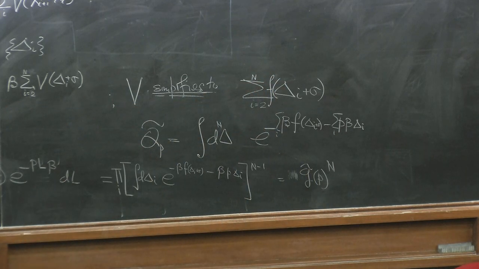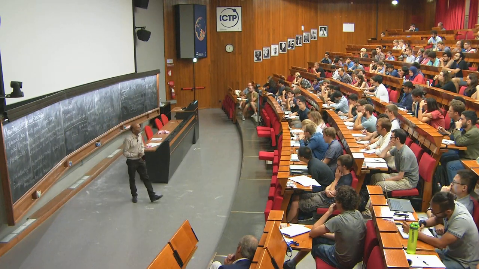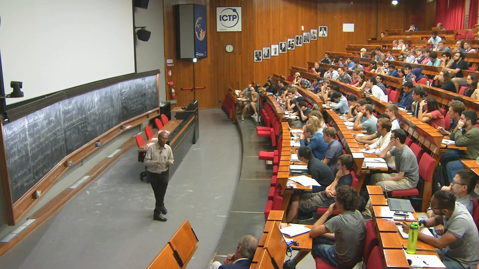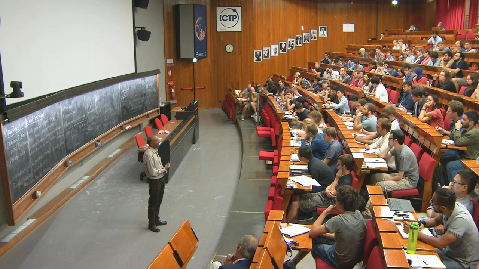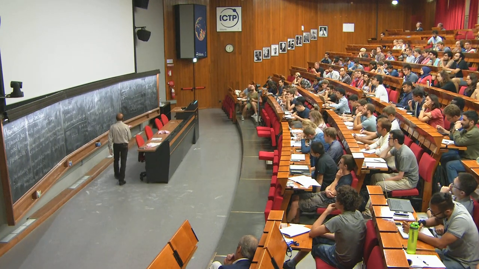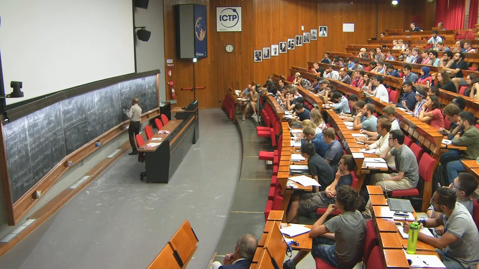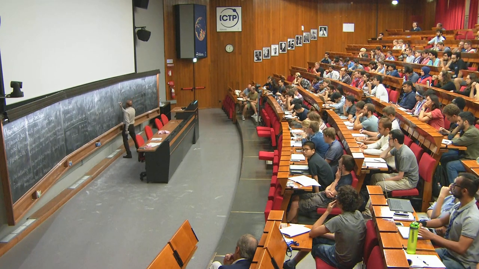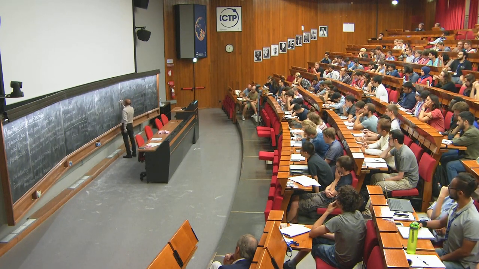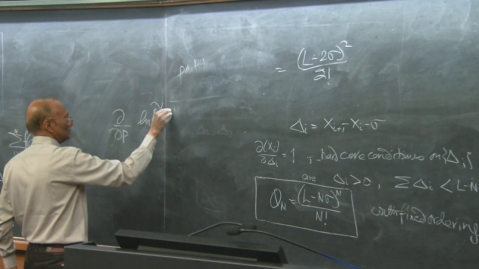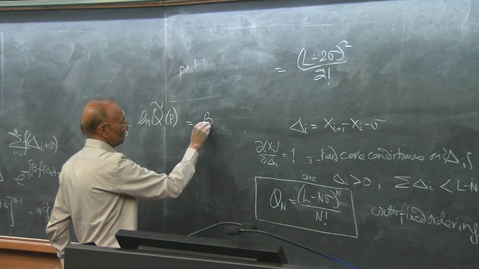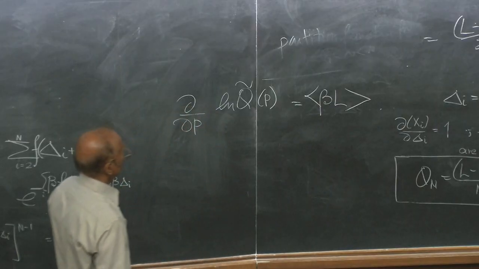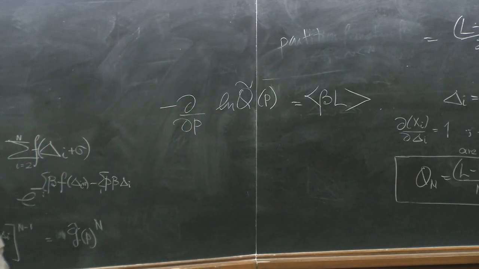Then if you want to determine q of L, you have to take an inverse Laplace transform. But you know, there are all these Maxwell relations and stuff. If you know the answer in the constant pressure ensemble, then you can determine them in the other ensemble. So that's my last comment. d by dp of log q tilde of p is equal to beta, okay, so that is the condition.